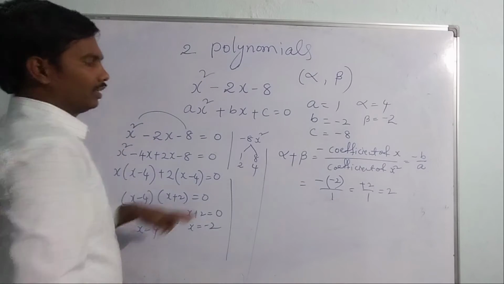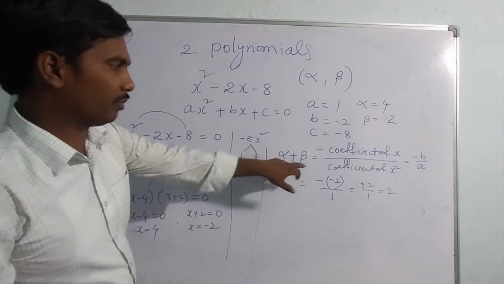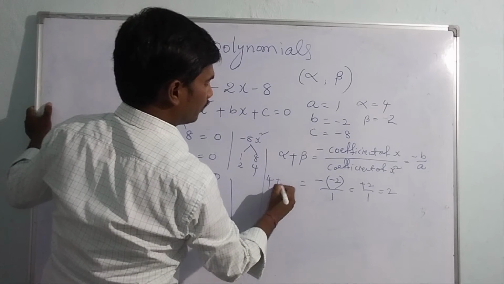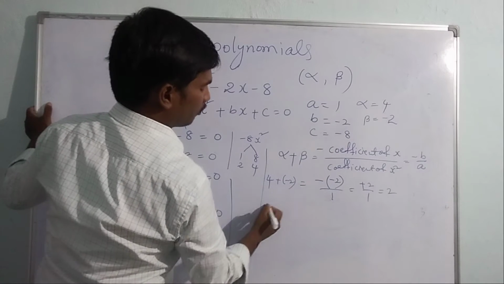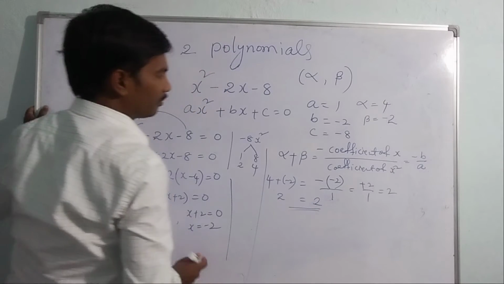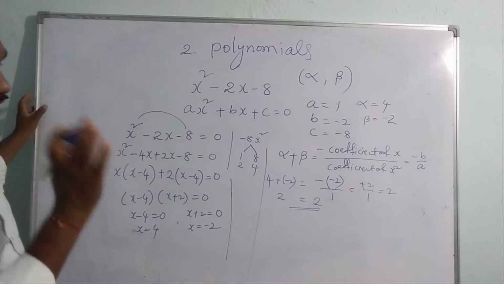Now check at the same time alpha plus beta. What is the alpha value? 4, and beta value minus 2. So 4 minus 2 is 2. So 2 is equal to 2. Alpha plus beta is equal to minus b by a, verified.